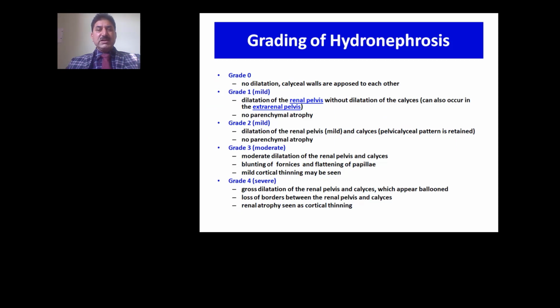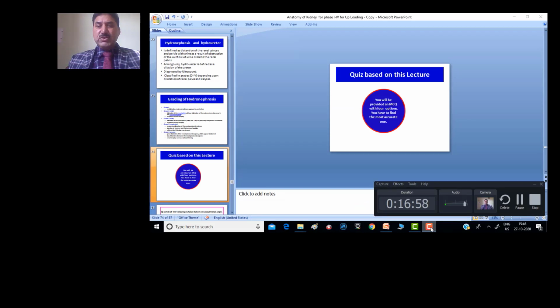Grade 1, mild dilatation of the renal pelvis without dilatation of calyces. Grade 2, mild dilatation of the renal pelvis and calyces, pelvic calyceal pattern is retained. No parenchymal atrophy. Grade 3, moderate dilatation of renal pelvis and calyces, blunting of the fornices and flattening of papillae. Mild cortical thinning may be seen in grade 3 hydronephrosis. Grade 4 hydronephrosis, also called severe hydronephrosis, there is gross dilatation of the renal pelvis and calyces which appear ballooned. Renal atrophy is seen as cortical thinning.